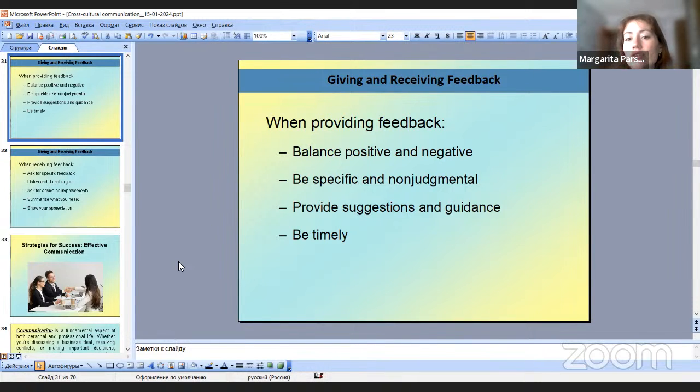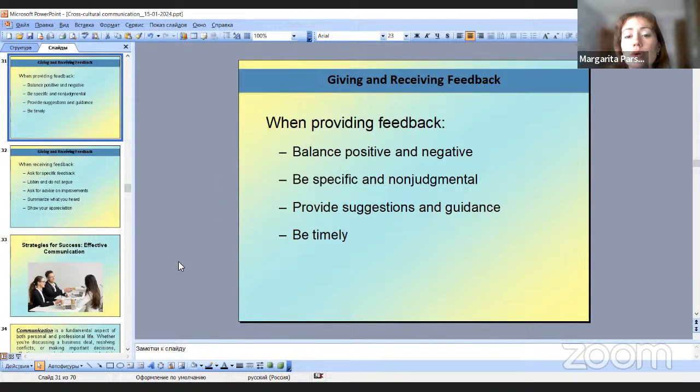To be specific and non-judgmental. When you gather information, when giving and receiving feedback, you're just gathering information and giving your information. We do not judge, we're just gathering information and analyzing it. And what can we say about being specific? The best way to be specific is to ask simple questions and try to be understandable to each other.